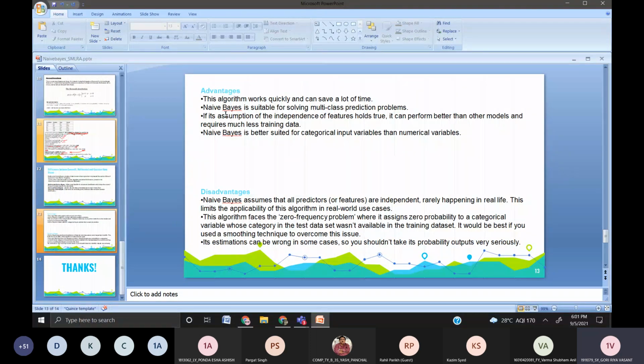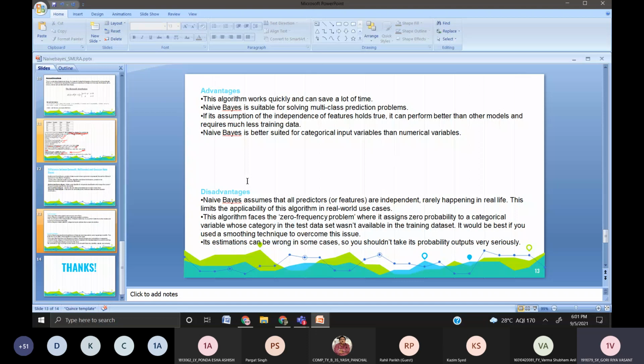This is for naive Bayes. The algorithm works quickly and can save a lot of time, as we saw. Naive Bayes is suitable for solving multi-class prediction problems as well. If its assumption of independence of features holds true, it can perform better than other models, which is exactly why it's called naive Bayes, because there are very few examples where the parameters are independent of each other. Naive Bayes is better suited for categorical input variables than numerical variables.